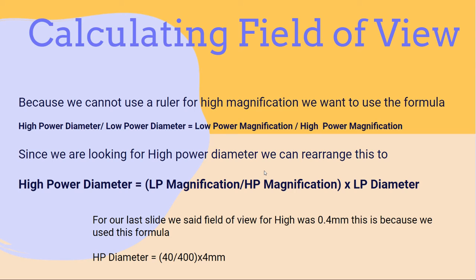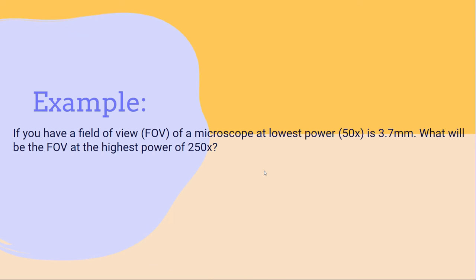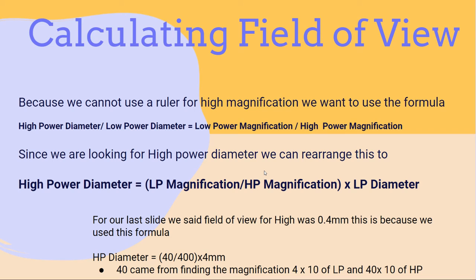How did I get the diameter? I took 40, divided by 400. 40 is my low power magnification, and 400 is my high power magnification. Again, how did I find that? I took my ocular lens times my objective lens. Then I multiplied it by 4 millimeters, because if you look at your low power, that's how far the diameter was across. If you put that into your calculator, you will end up with 0.4 millimeters. And that's how I got 0.4 millimeters.